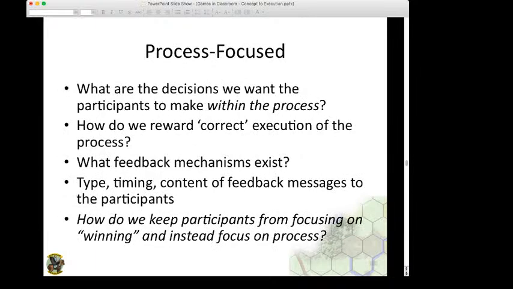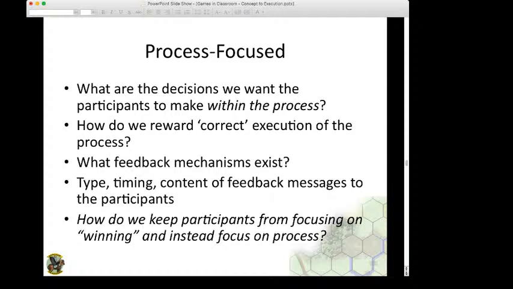Whereas when I'm process focused, what are the decisions we want the participants to make within the process? And part of that decision making may be, which process do I choose? And that's something that can be challenging to account for as the external advisor and observer that has to evaluate the performance of somebody in one of these process-focused games. So how do we reward the correct execution of the process, or the correct selection of the right process?